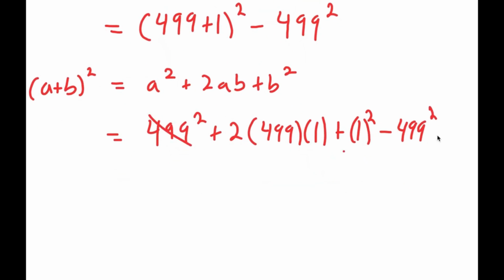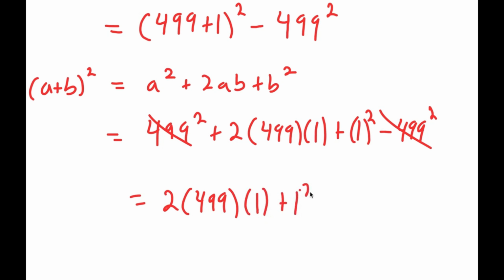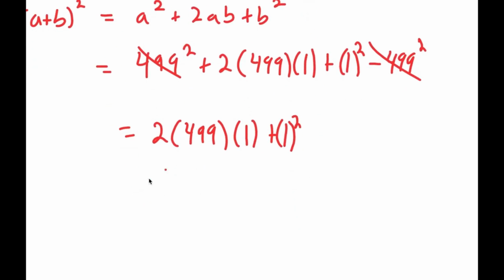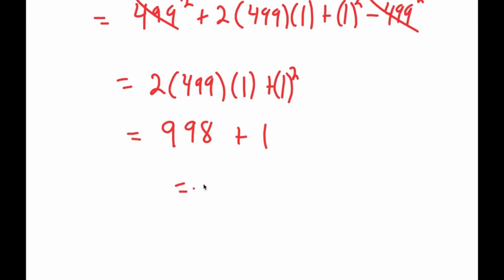Now, I can cancel out 499 squared and negative 499 squared, so I'll be left with 2 times 499 times 1 plus 1 squared. 2 times 499 is 998, times 1 is just 998, and I have this plus 1 squared, which is plus 1, and this is equal to 999.